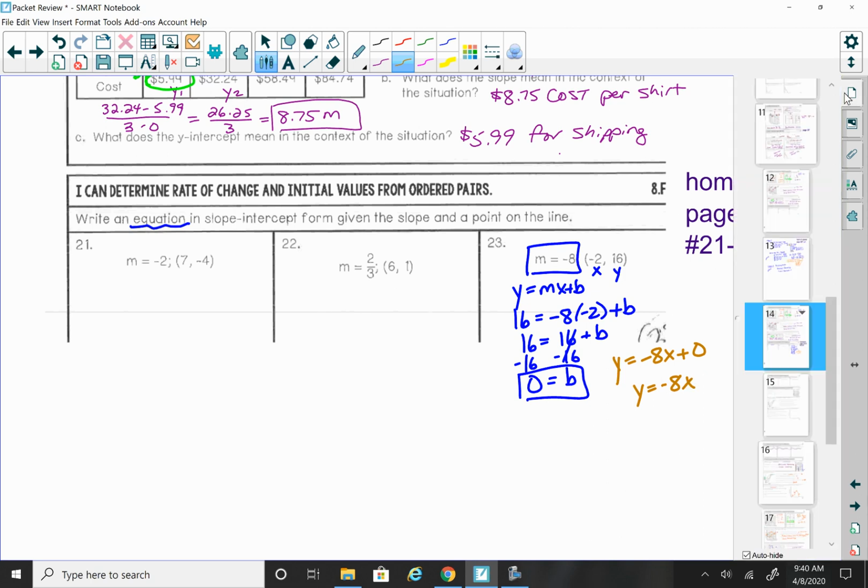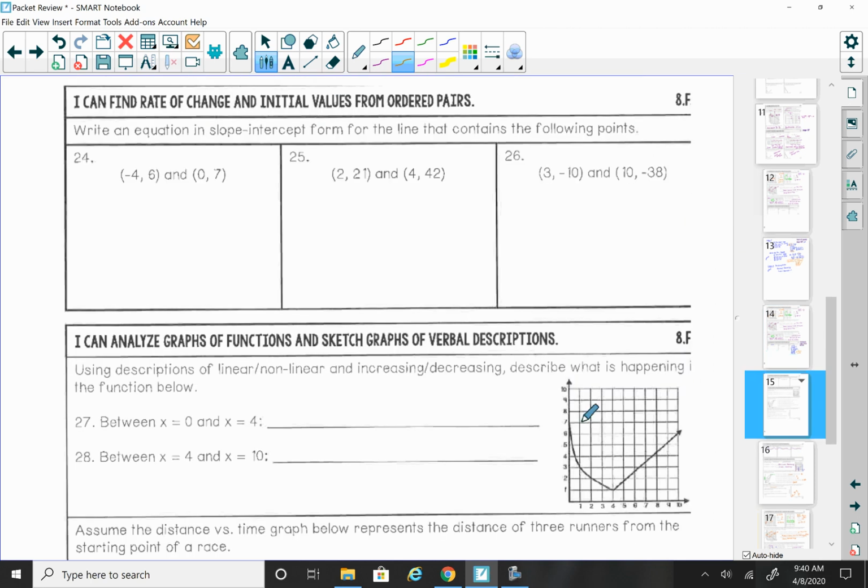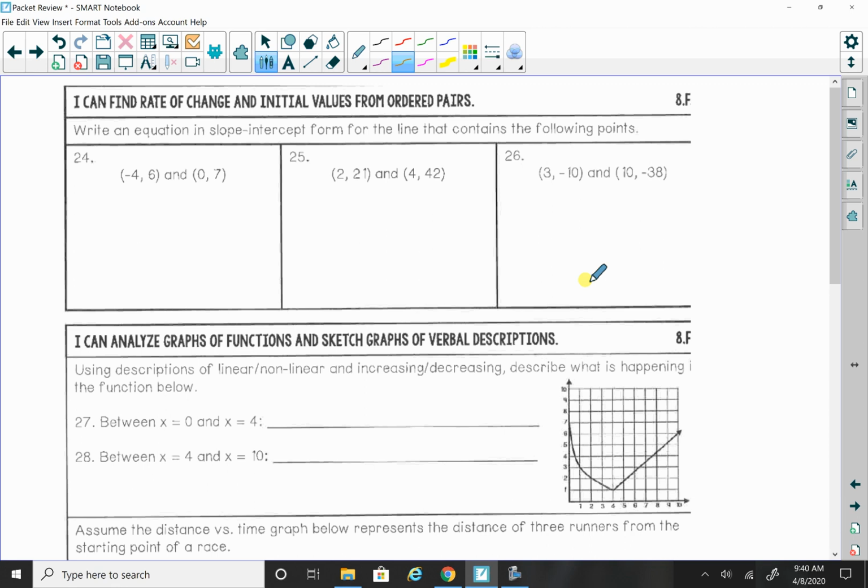And then finally, I'm going to do one more problem for you off the next page. Maybe one of these at the top where we have to calculate slope first. Maybe I'll do number 26. I see the big numbers and the negatives, so I'll do that one first. So 3 is my x1, negative 10 is my y1, 10 is my x2, negative 38 is my y2. I'm going to start by calculating slope: negative 38 minus a negative 10 over 10 minus 3. Negative 38 plus 10 is negative 28. 10 minus 3 is 7. I know 28 divided by 7 is 4, so this reduces to negative 4. That's my m, or my slope value.